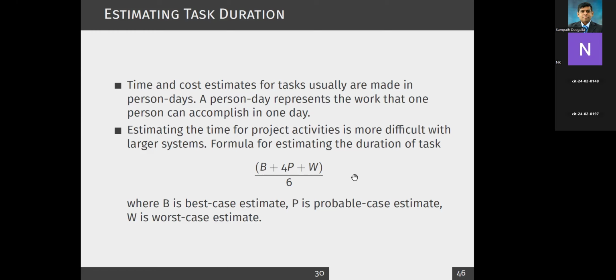Then W is the worst case estimate. P is the probable case estimate. Divide by 6. So what it means is, let's say you are conducting interviews.